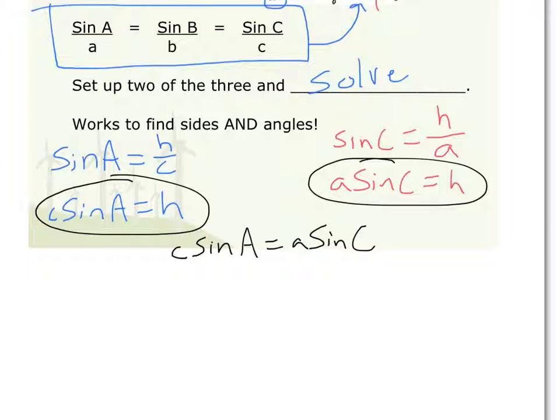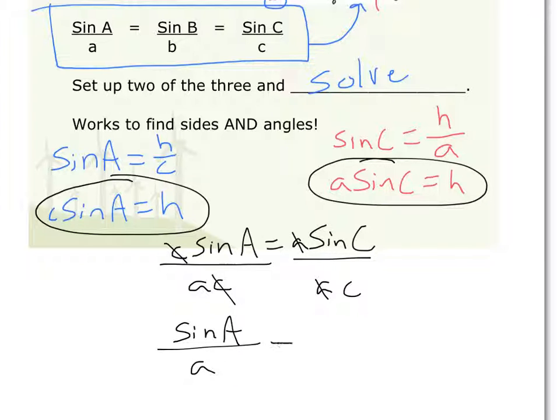Kind of a random little final step here, but if I divide both sides by the quantity a times c, here the c's cancel, here the a's cancel, and I'm left with sine of A divided by side length a has to be equal to the sine of C divided by side length c. Okay, now that only verifies two of the three, but I think you get the idea at this point. We could certainly have picked B and C and could have pulled it off.